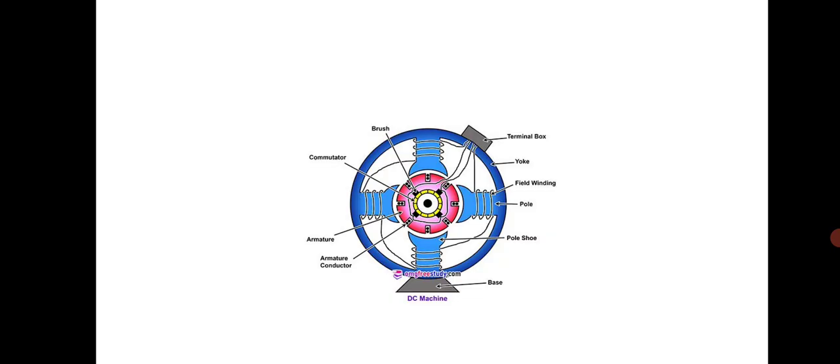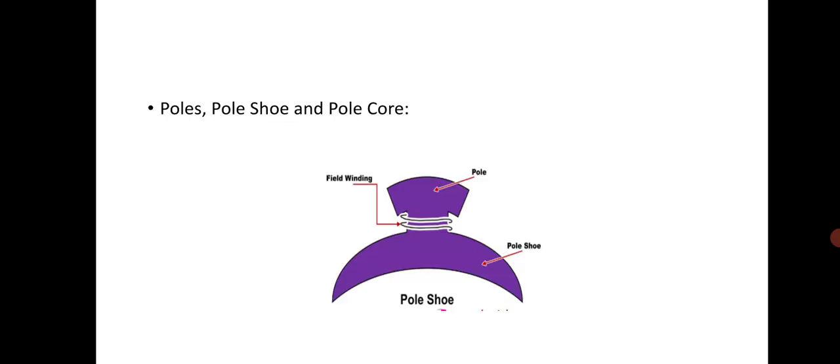Now the next one is the pole shoe. Okay, so the next one is pole shoe. See the structure of the pole shoe here.